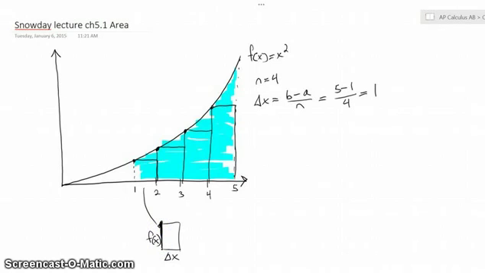So that first rectangle is going to be evaluated at 1, the next rectangle is going to be evaluated at 2, and so on. So our estimate for the area then is that the area is equal to delta x, which is 1, times f of x evaluated at 1, so that's going to be 1 squared, plus 1 times 2 squared, plus 1 times 3 squared, plus 1 times 4 squared.